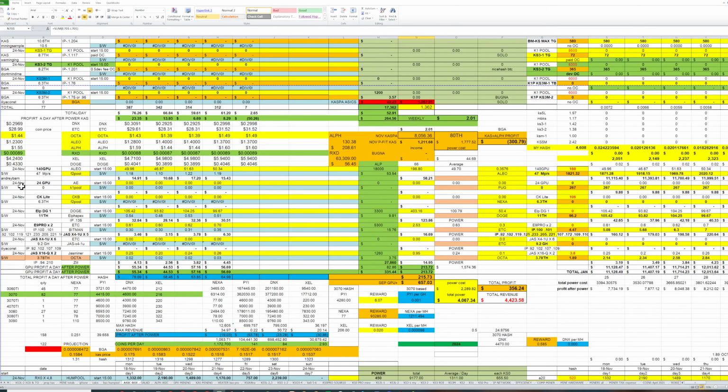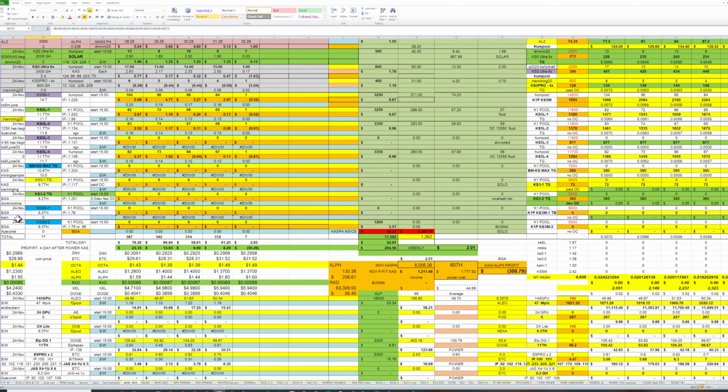Scroll down all the way here. 77. Now it's 77 terahash because I underclock all of my K0 Pros and Ultras, so I'm not wasting power there. I'm down to 77 terahash, so about 26 terahash less than 103, right? That's about 30% less of the hash rate, but I'm still getting 3 times less Kaspa.